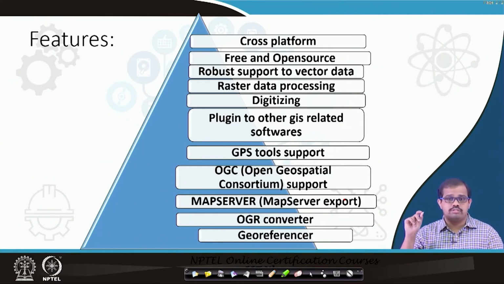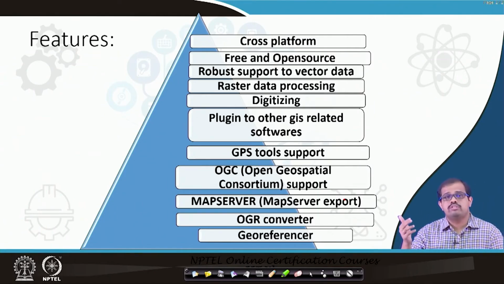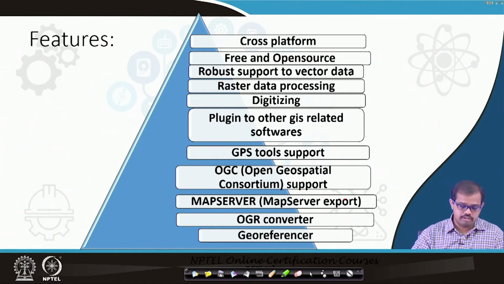GPS tools. Many proprietary software do not offer support for GPS. When you have collected data and you have to put it on the right platform, it may not be possible. So GPS tool support is available in QGIS. Then you have OGC, that is Open Geospatial Consortium support, which again is extremely good, which is actually the basic part of any of these open source software.